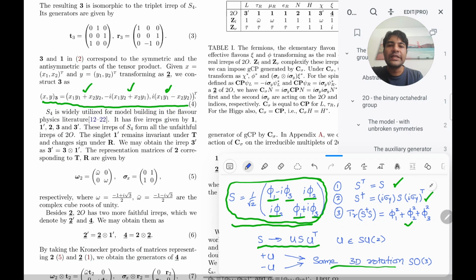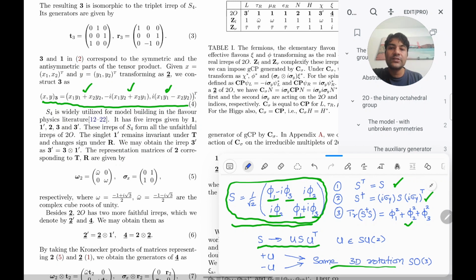So if you take the right-handed neutrinos as a doublet, then you can get the Majorana mass matrix, which is a symmetric matrix, and its components being the triplet phi1, phi2, phi3. So this is the significance of using 2O to construct the model.